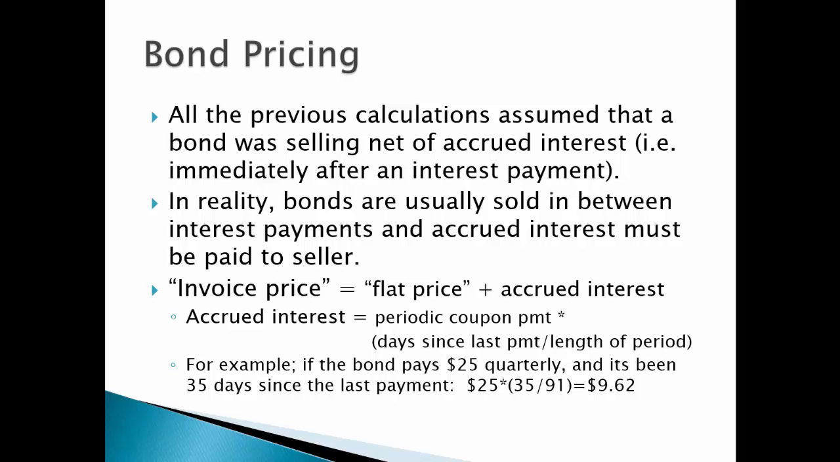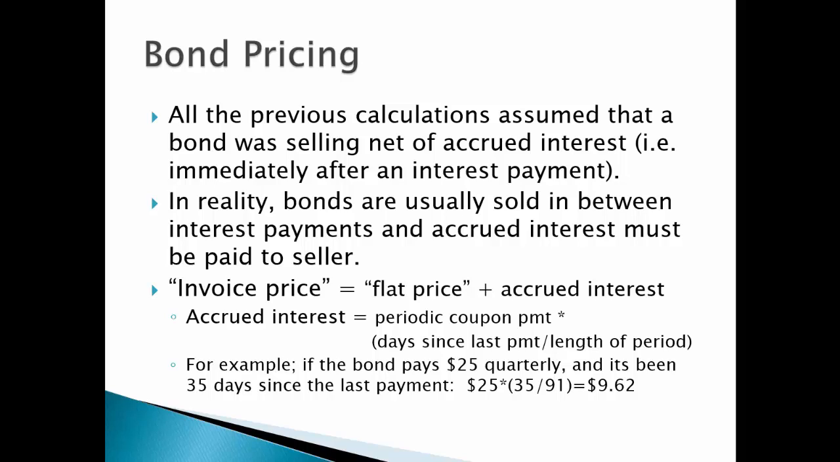We have this simple formula here. The invoice price, or the price that you actually pay for a bond, is going to be equal to the flat price. That's what we've been calculating all this time, all these examples, plus any accrued interest that's there for the bond. And accrued interest is a really simple logical calculation. We're just going to take the amount of the periodic coupon payment and multiply it times the proportion of time that has passed in that period. So the days since the last payment divided by the length of the period.